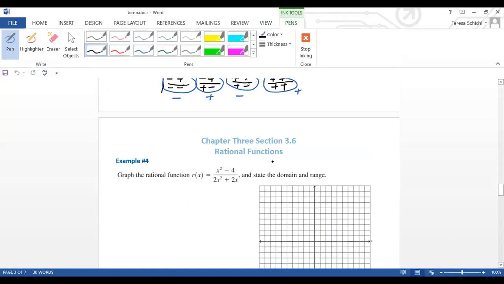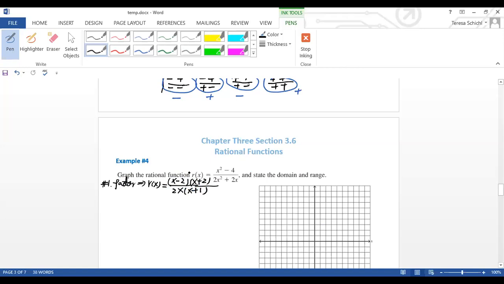Now let's take a look here. The first thing we want to do is factor, which is step number 1 in our notes. The numerator, x squared minus 4, factors into x minus 2 and x plus 2. The bottom, 2x squared plus 2x, factors into 2x times x plus 1.